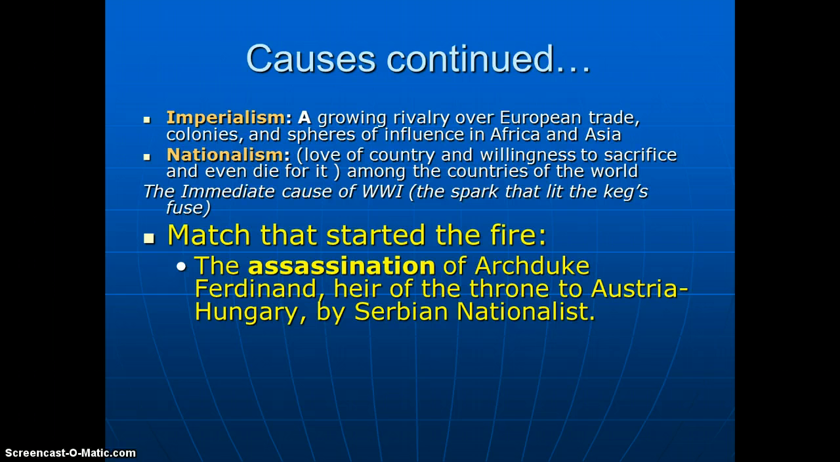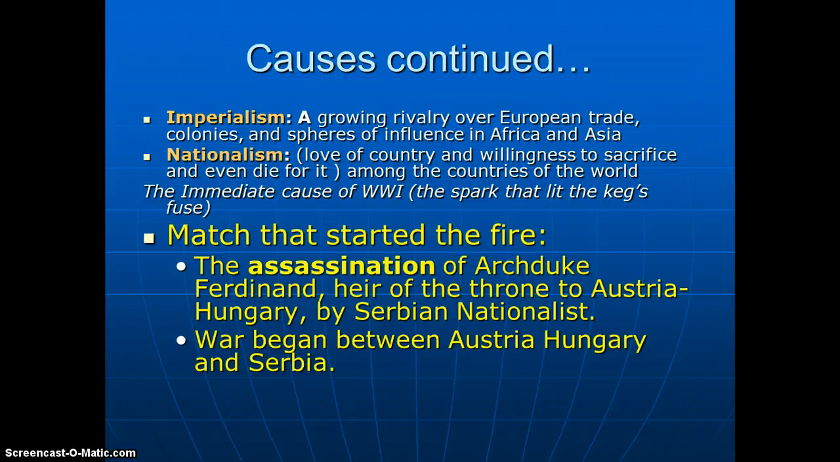The Archduke was from Austria-Hungary. He was actually the heir to the throne. In 1914, he visited the Bosnian capital of Sarajevo, and while on this visit, he is shot by a Serbian nationalist. His name was Gavrilo Princip. And this really sparked a lot of controversy, particularly between Serbia and Austria-Hungary.